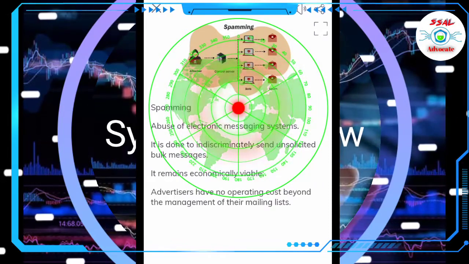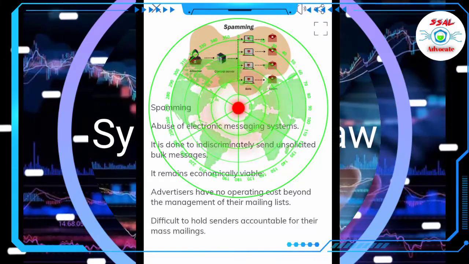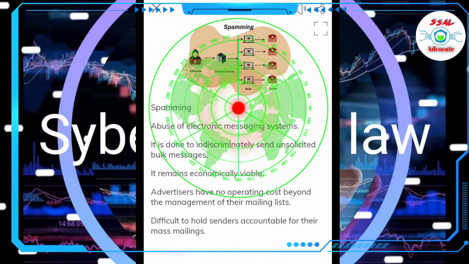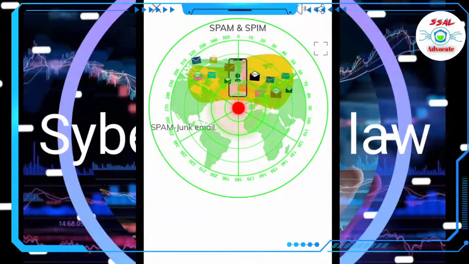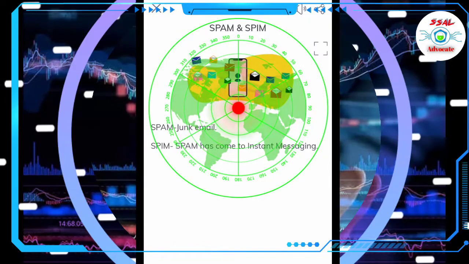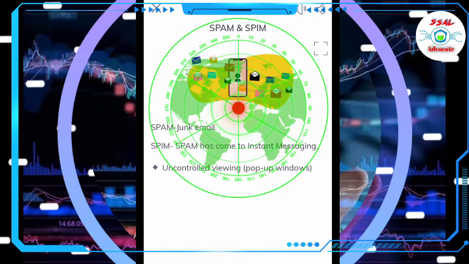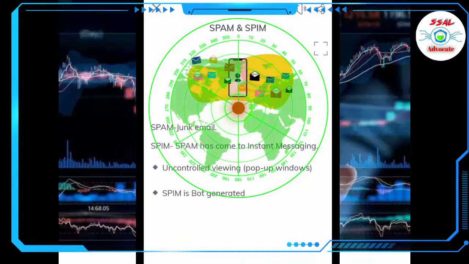Advertisers have no operating cost beyond the management of their mailing lists. Difficult to hold senders accountable for their mass mailings. Spam, junk email. Spam has come to instant messaging. Uncontrolled viewing, pop-up windows. Spam is bot-generated.